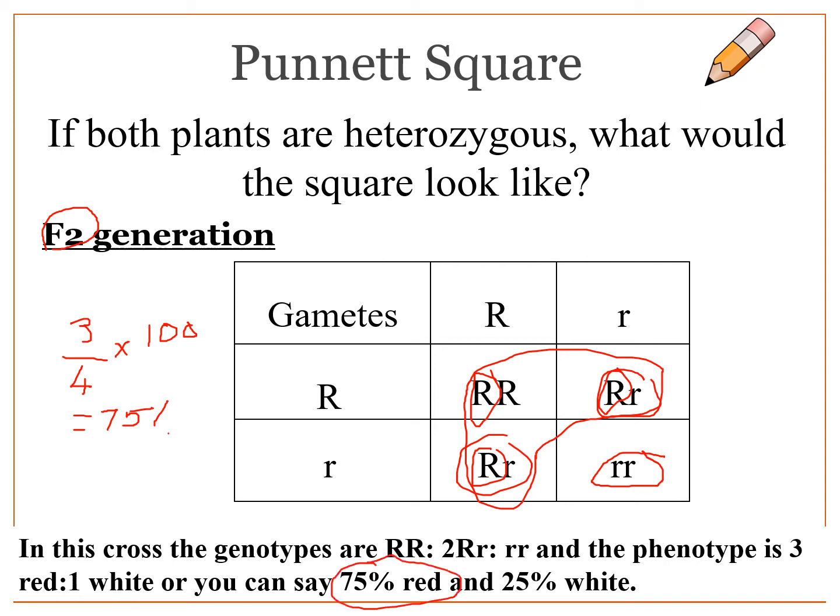You can also do that with the white. So we know that 1 out of 4, so 1/4 of 100, is 1 times 100 divided by 4, which is going to give you 25%. So 25% are going to be white. Sorry, that's not a very good 5.